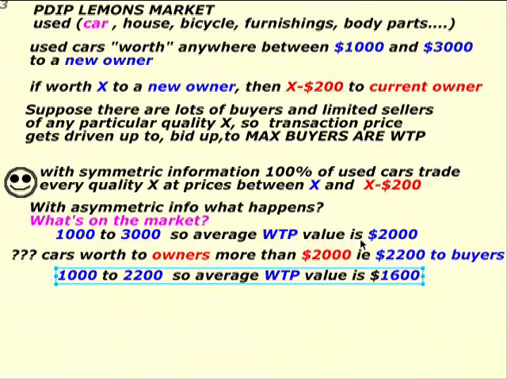Remember, it was up here at $2,000, but that was presuming that the whole range of cars was going to be out there from $1,000 to $3,000, and that's what got us our willingness to pay of $2,000. But then after that willingness to pay of $2,000, cars with more than $2,200 dropped out of the market. So now the average willingness to pay is going to be halfway in between there, which is $1,600.